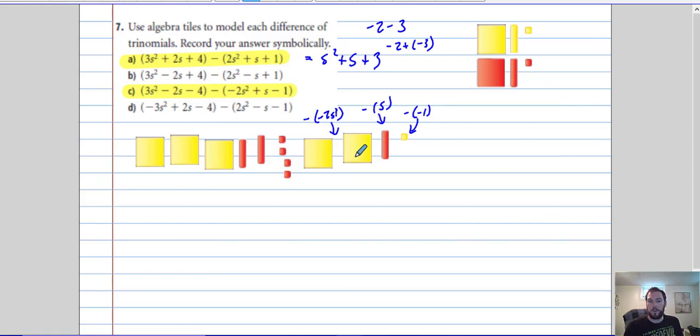So now, group like terms, I have 1, 2, 3, 4, 5 s squareds. I have 1, 2, 3 negative s's, so minus 3s, and then I have 1, 0 pair here, so those cancel, and I'm left with 1, 2, 3 negative 1s, and I get 5s squared minus 3s minus 3.